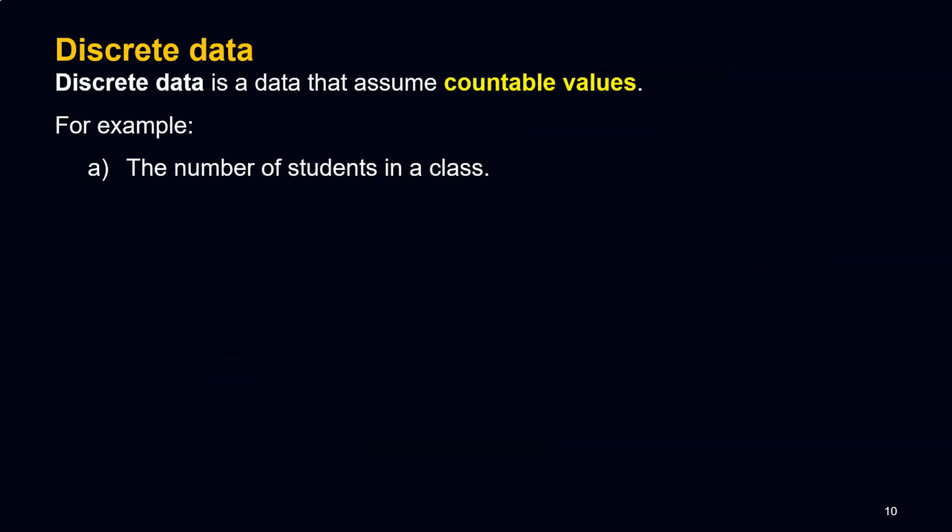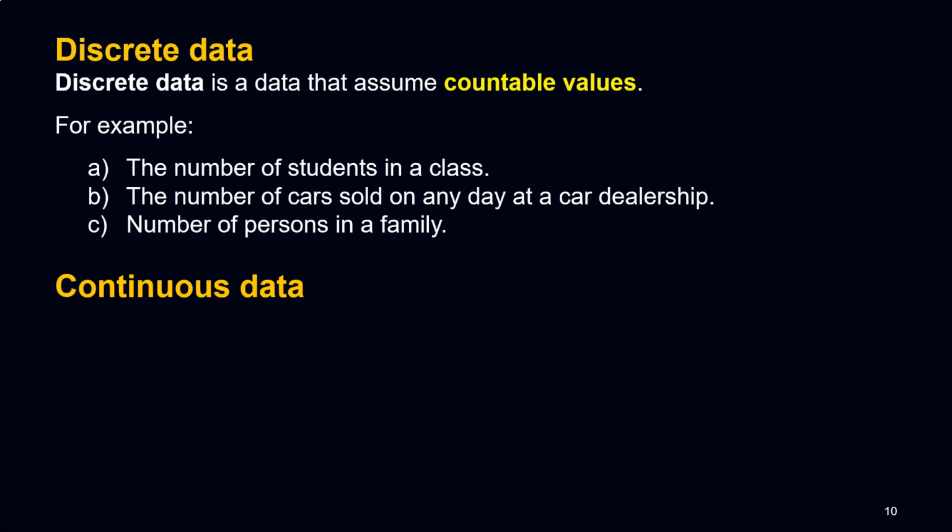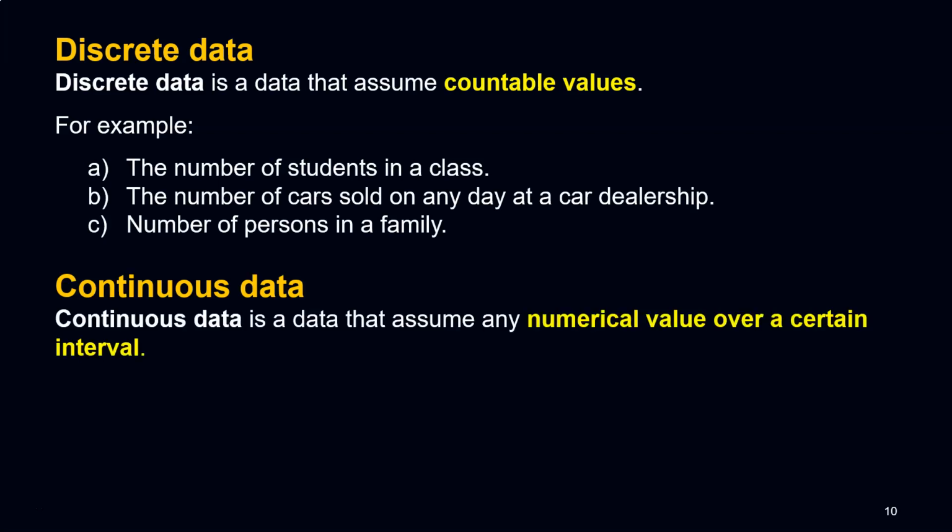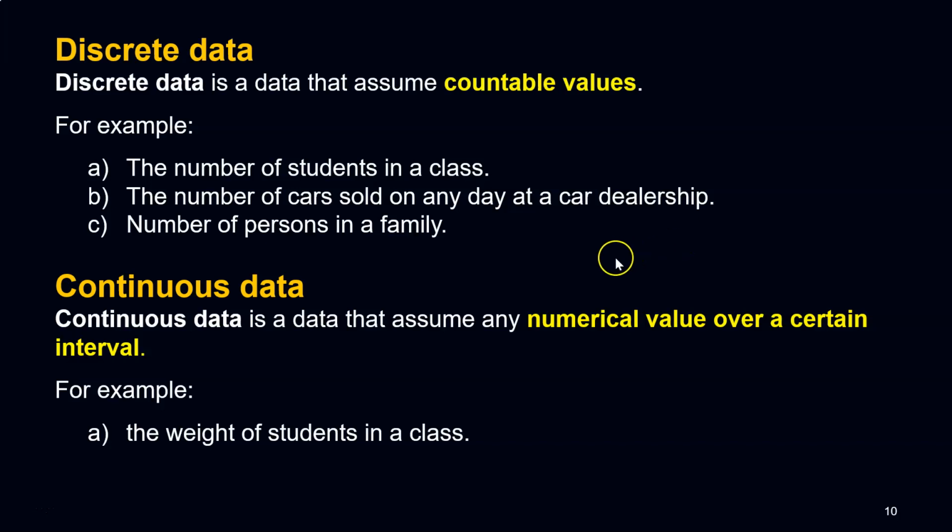Okay, let's say about this one. Just now you have quantitative and also qualitative. Remember that for quantitative, yang boleh dikira, we have either discrete data or also continuous data. Yang ni masih dalam quantitative. Discrete data is a data that assume countable value. Discrete meaning that you can count it one by one.